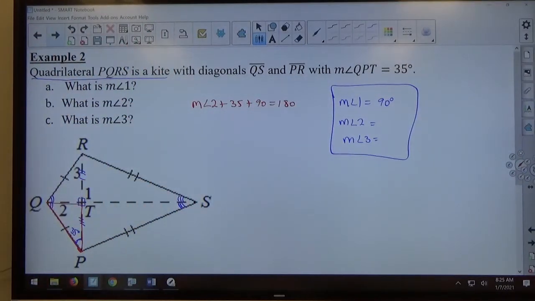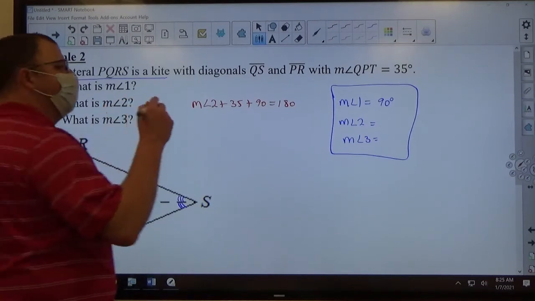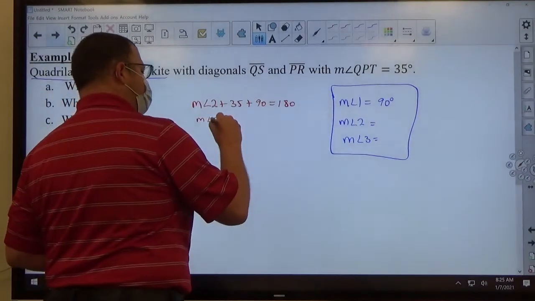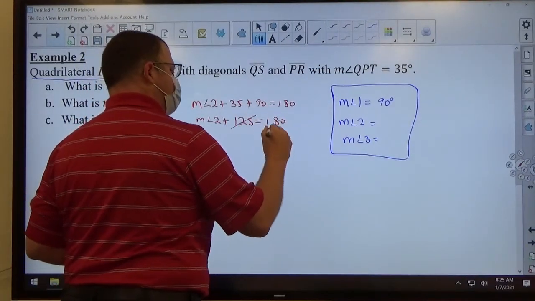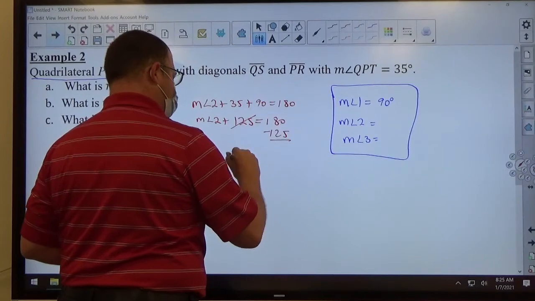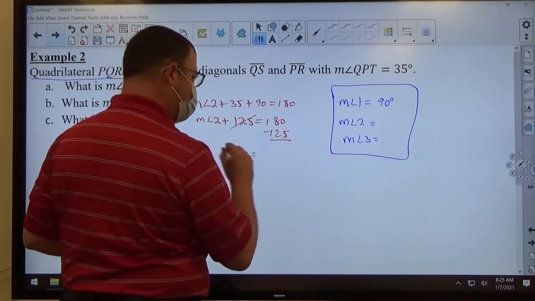So again, look for a property within the figure in order to create an equation. Angle sum theorem says the 3 angles add up to 180. I know 2 of them. Good to go. So measure of angle 2 plus 125 is equal to 180. Move 125 over. Measure of angle 2 is equal to 55 degrees.